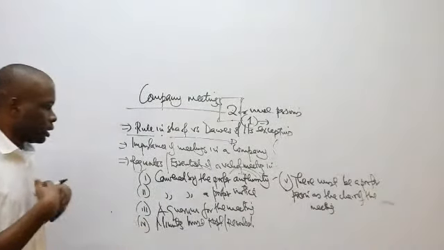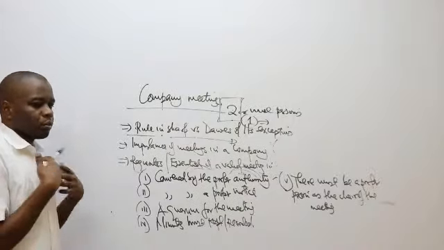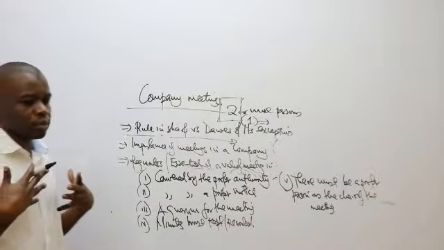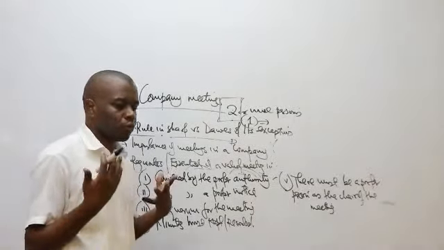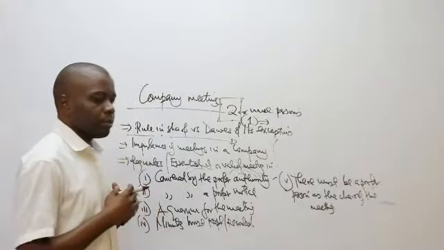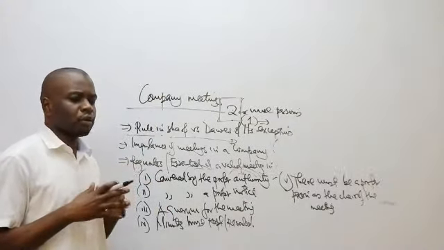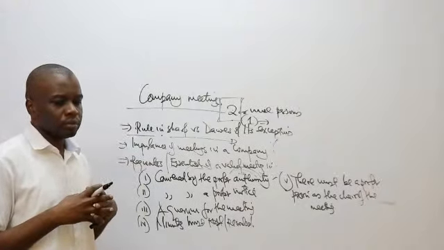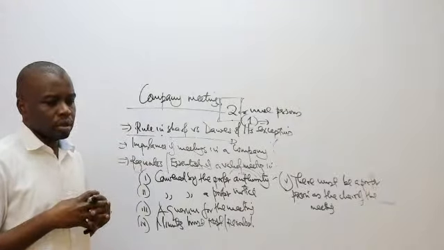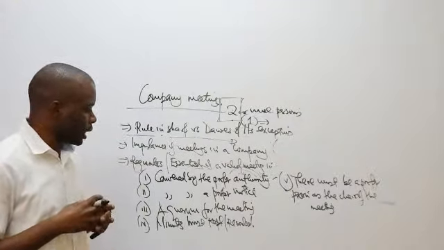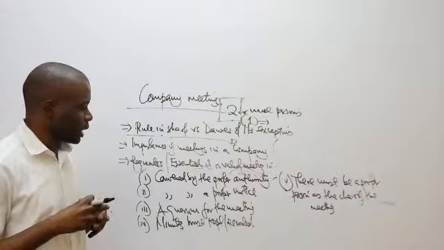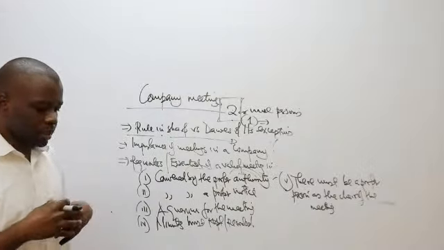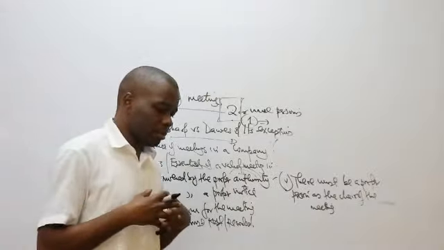So the meeting must be convened by the proper authority. That person who has the authority in the company is the one who is supposed to call for the meeting. The meeting will be called by a notice. There must be a notice that will be sent out to the members.